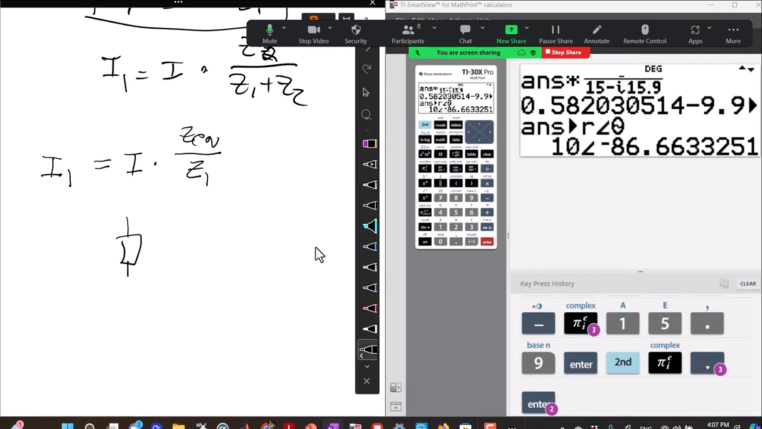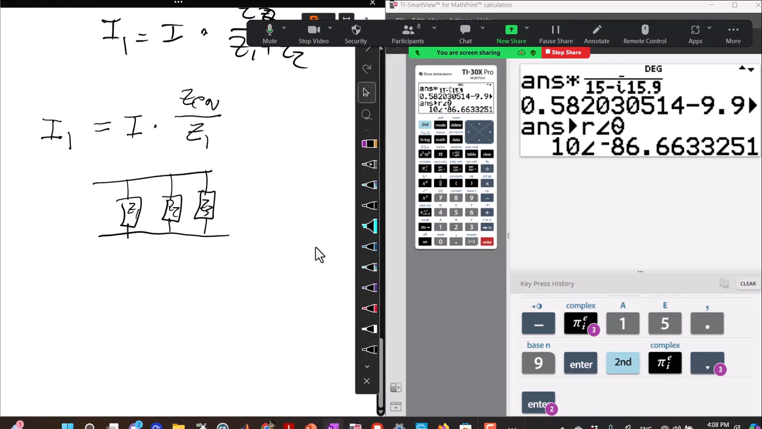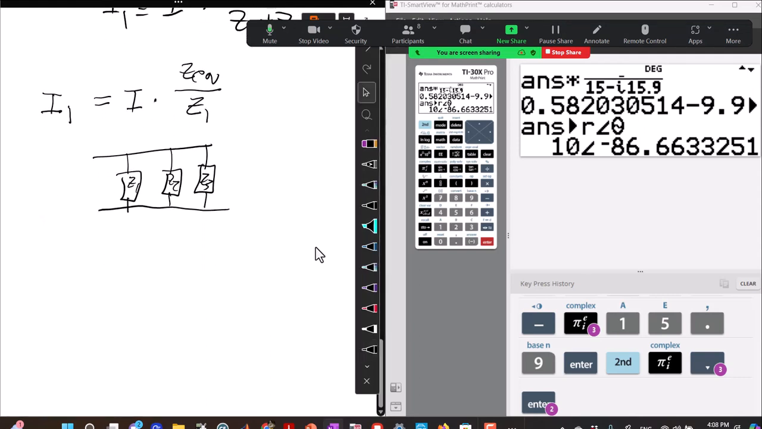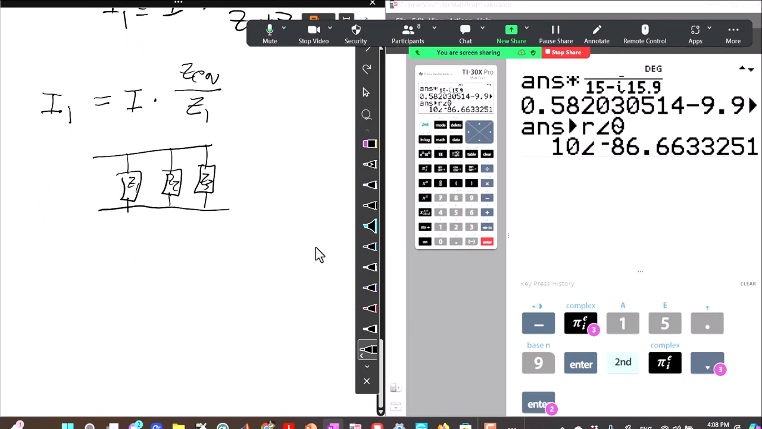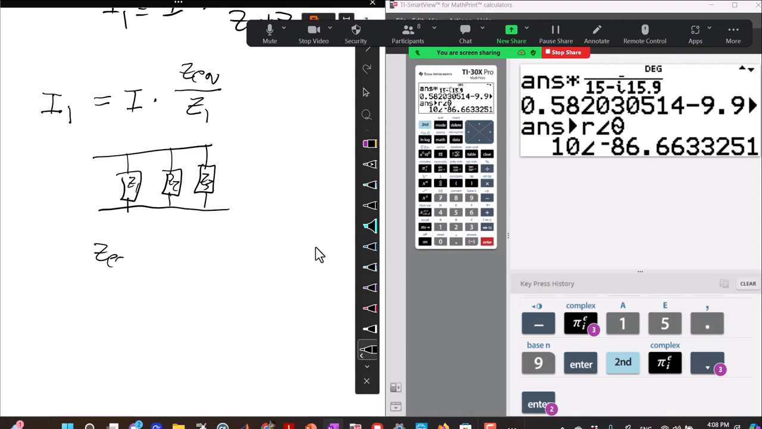Let's say I had three impedances, Z1, Z2, Z3. Once you have more than two, you can't use our product over sum formula anymore. So the equivalent impedance, Z equivalent, is 1 over 1 over Z1 plus 1 over Z2 plus 1 over Z3.